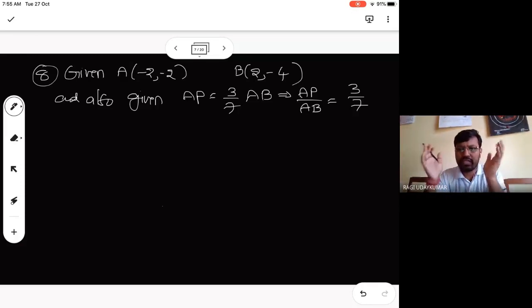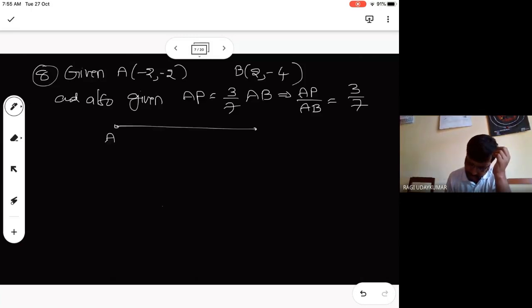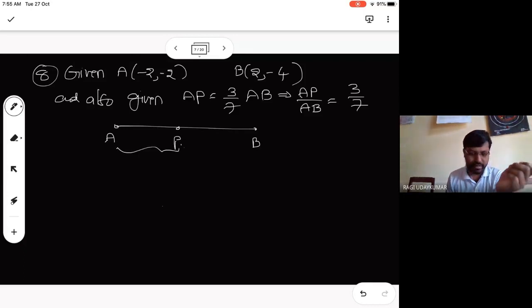Here most of the students will make a mistake, that they directly take 3:7. See, one point you observe here. Suppose point A is here, point B is here, point P is there. So what is given here? P divides in what ratio means AP is to PB. If you take the AP is to PB ratio, then that ratio is M1 is to M2. But here AP is to PB is not given, AP by AB is given.